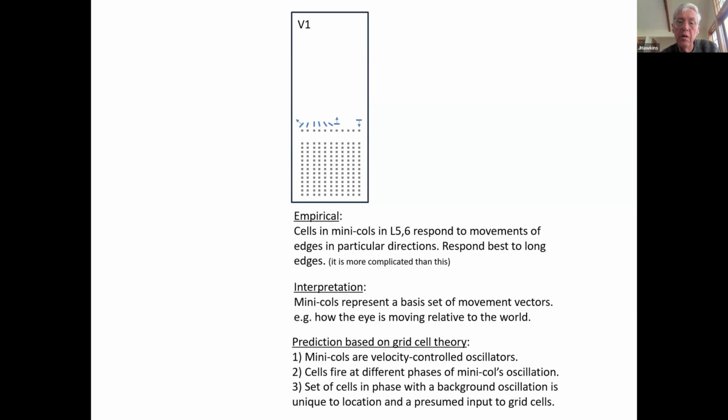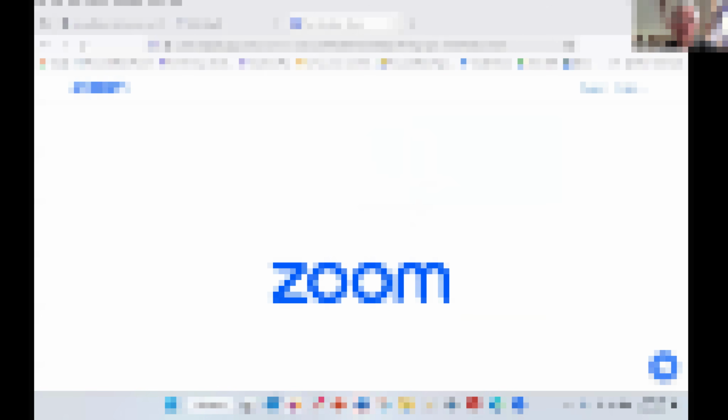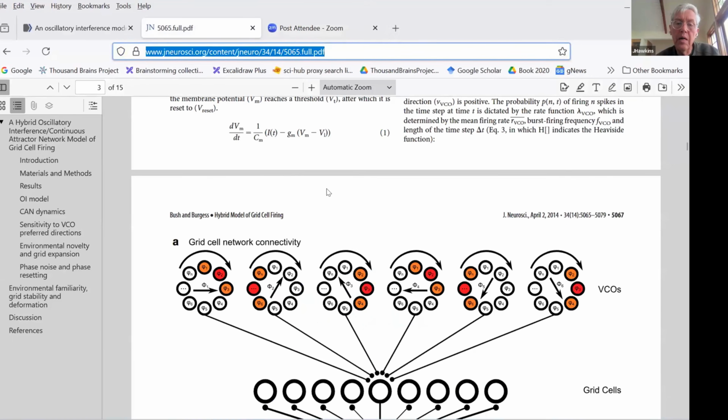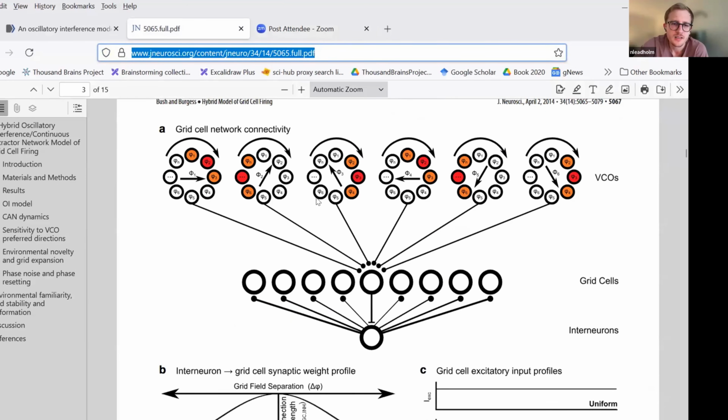Let me show you a picture. How do I get out of here? I'm going to show you a picture here. I get this stupid thing out of the Zoom thing here. Okay. Yeah, we see that.